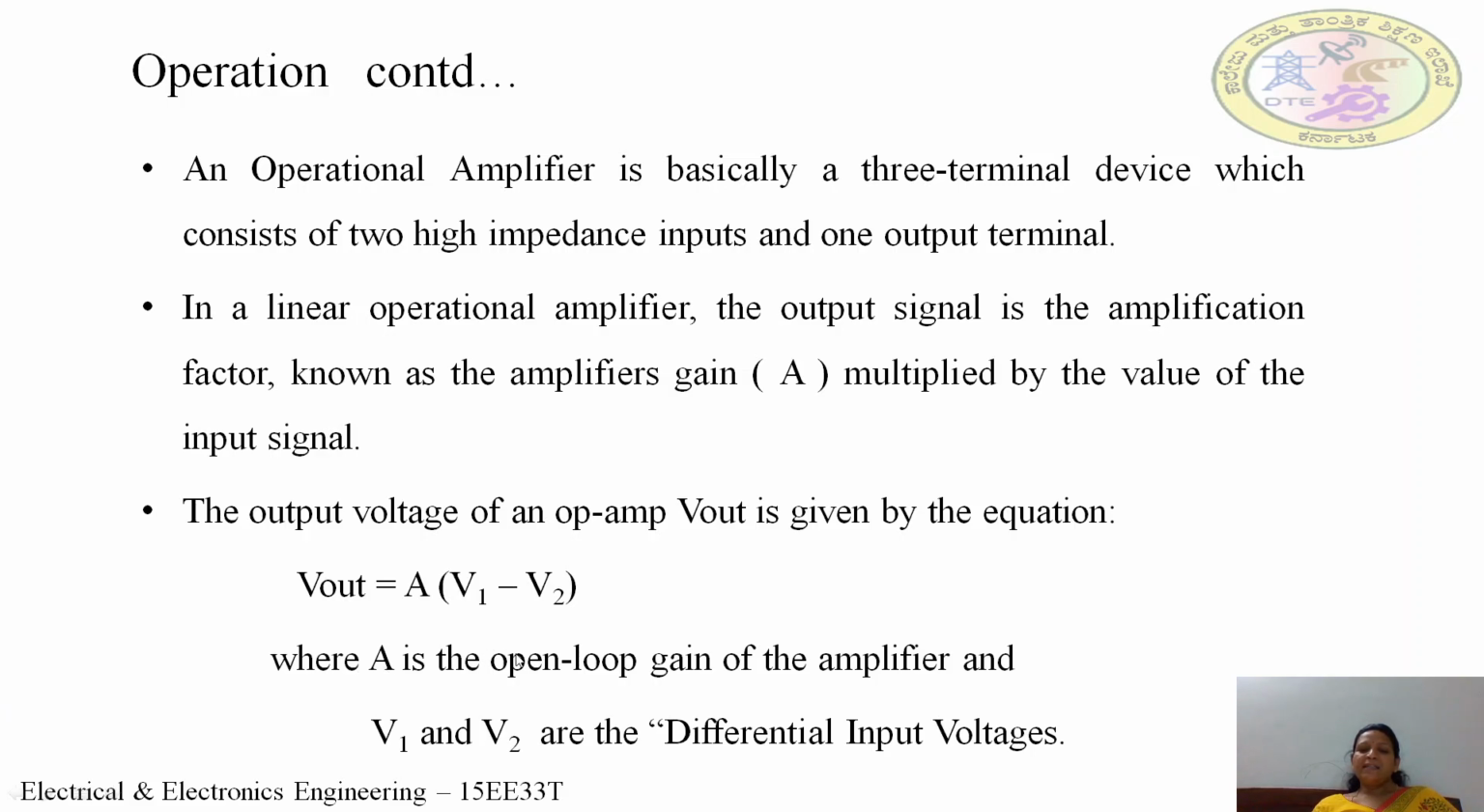Here A is the open loop gain of the amplifier. Open loop means when there is no feedback network. So A is the open loop gain of the amplifier, and V1, V2 are the differential input voltages, that is, the two voltages applied at the two terminals of the operational amplifier. What are those two terminals? They are the inverting input terminal and the non-inverting input terminal.